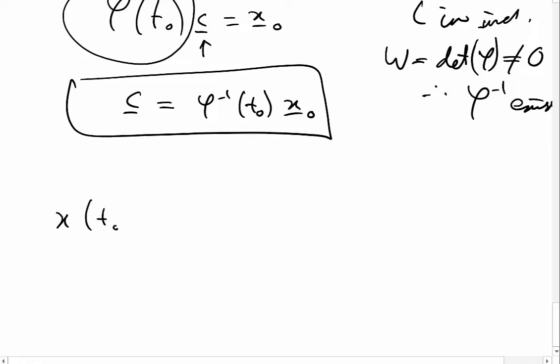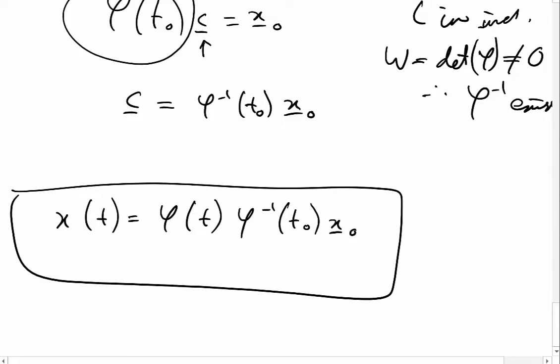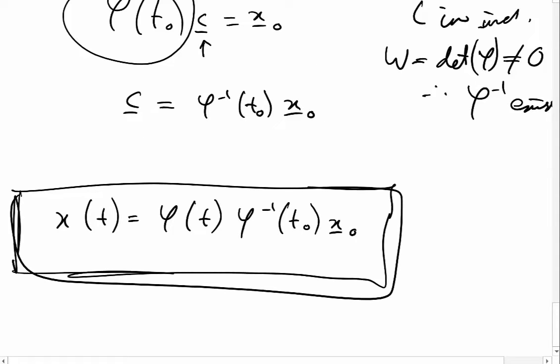So x of t is equal to phi of t times C. Well, what's C? C is given by this. We've just worked out what C is. So it's phi inverse of t naught times x naught. Okay, good. So this is now our general solution, so maybe if I box things. This is now our general solution, based on a fundamental matrix.